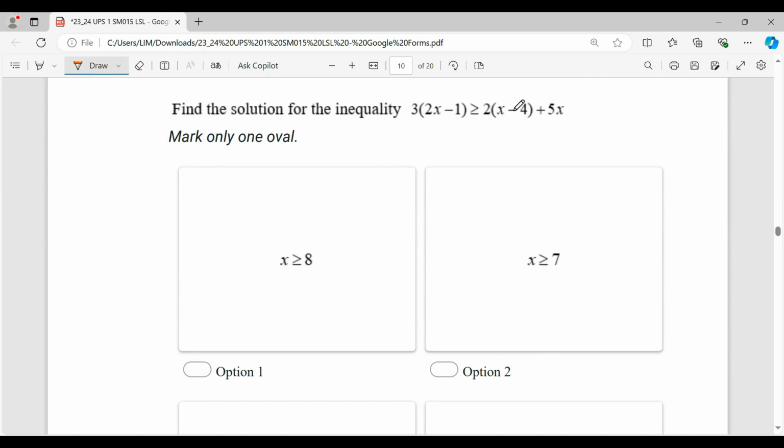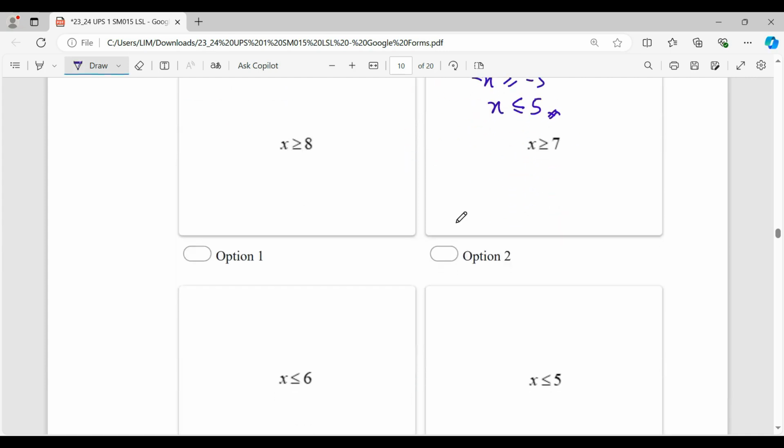So first of all, we expand first. 6x minus 3. Then here expand 2x minus 8 plus 5x. So this is a linear inequality. What we need to do is just move the x to the left hand side, and the value to the right hand side. So 6x minus 2x minus 5x greater than negative 8 plus 3. So we have negative x greater than negative 5. When you divide by a negative, change sign. So here we have our option.